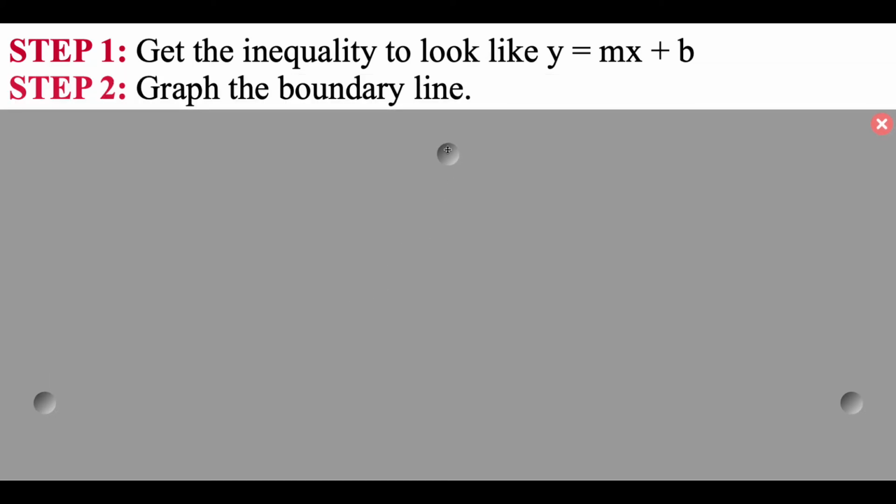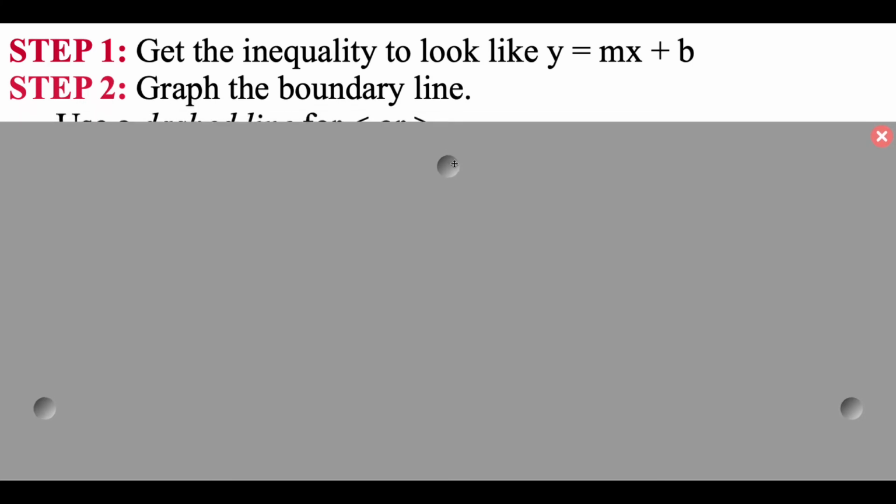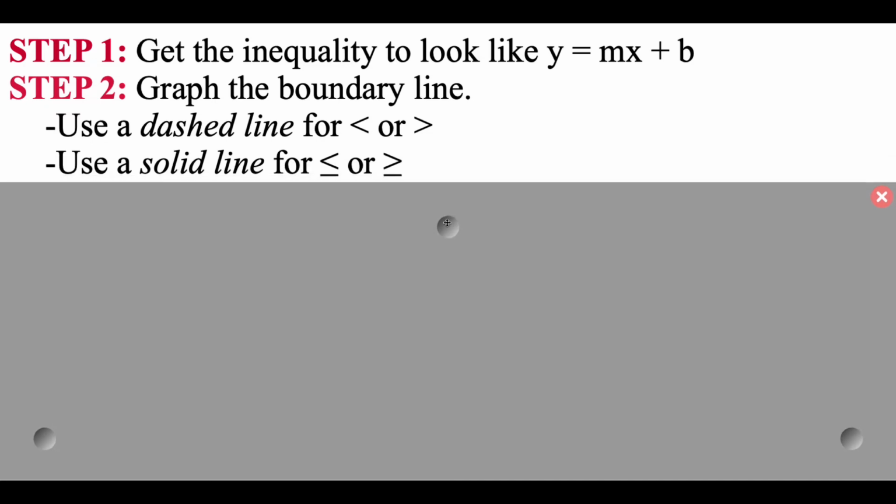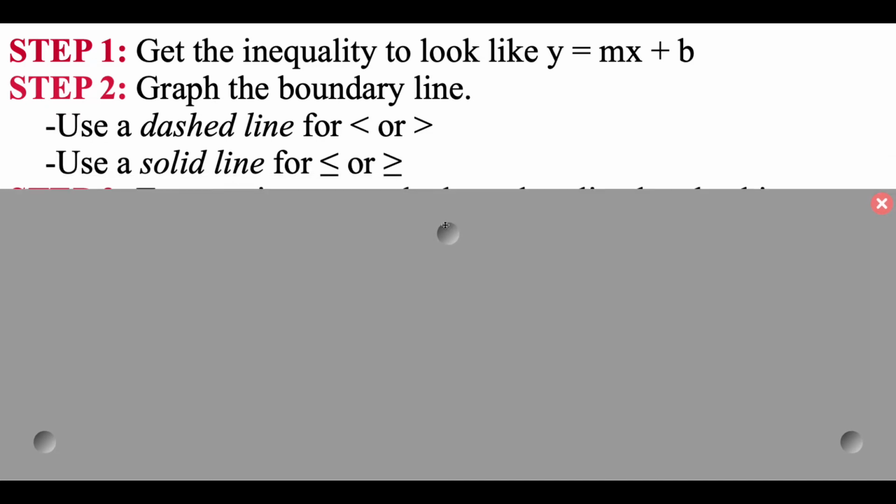Then step number two, based on the inequality that we get, we want to graph out what's going to be called our boundary line. Now that boundary line is going to look a little bit different depending on what kind of inequality symbol we have in our inequality. If we've got just a less than or just a greater than symbol without the equals to line underneath it, we're going to graph out a dashed line or a dotted line. But if our inequality does have the equals to line underneath it, then we're going to graph out a full solid line.